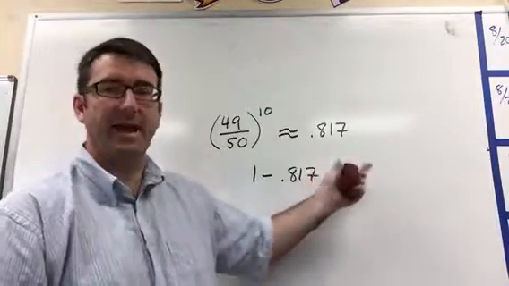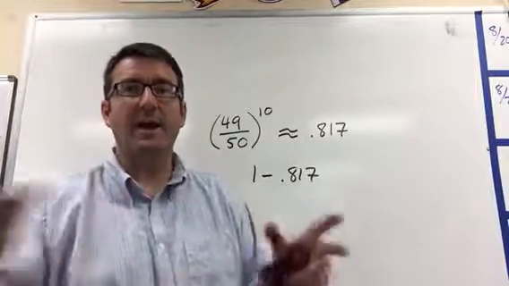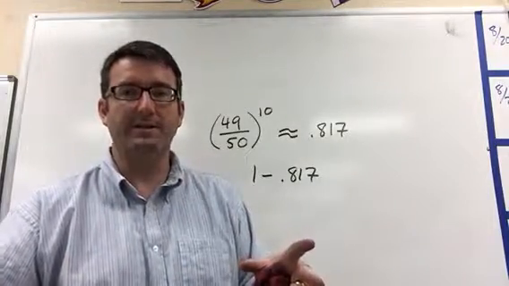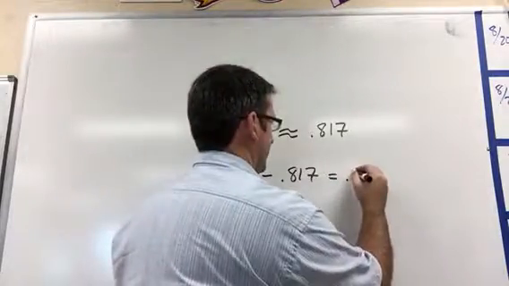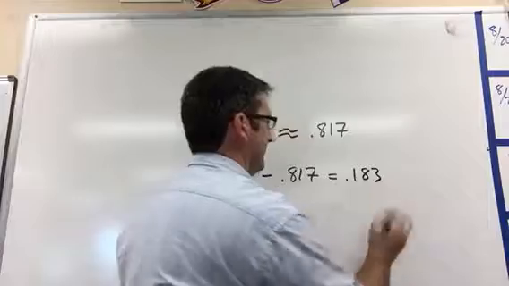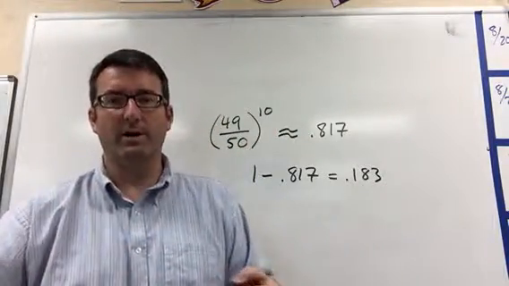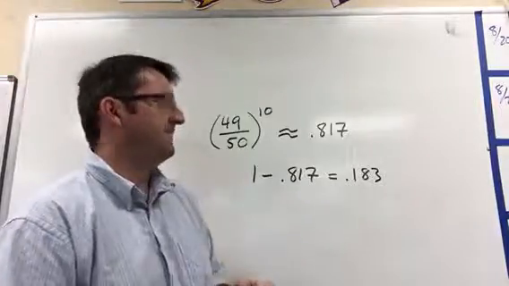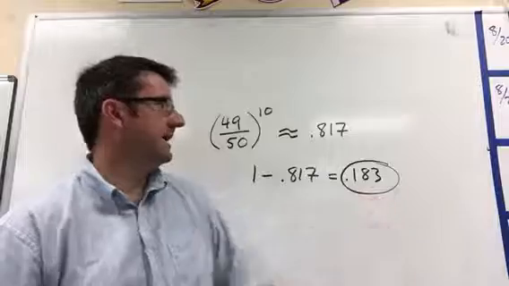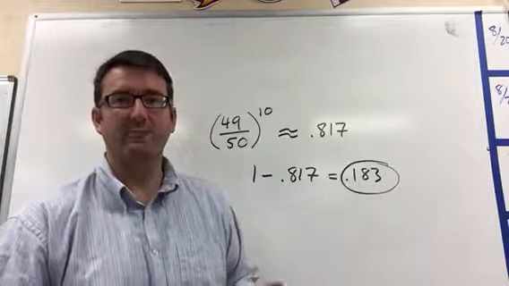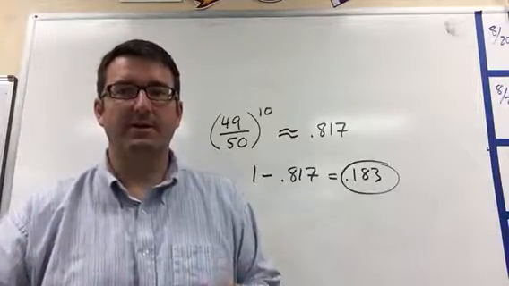That is, if there's an 81.7% chance of not having a 50-year flood in the next 10 years, then there's, what would that be, 0.183. There's an 18.3% chance that there's going to be at least one 50-year flood in the next 10 years. So the answer for our question is 0.183. That's the probability of having at least one 50-year flood in the next 10 years.